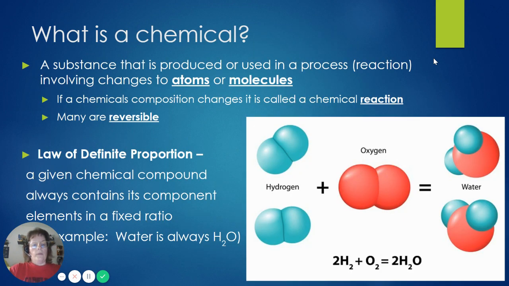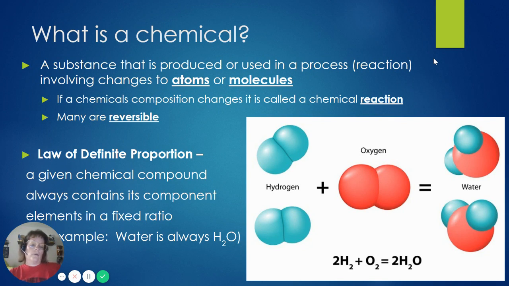So what is a chemical? It's a substance that is produced or used in a process, which we call reactions, involving changes to the atoms or the molecules. If a chemical composition changes, it's called a chemical reaction. So if you take one thing and turn it into something else, that's definitely a chemical reaction. And many of those chemical reactions are reversible. If you've had my anatomy class, we've actually talked about reversible reactions in there.